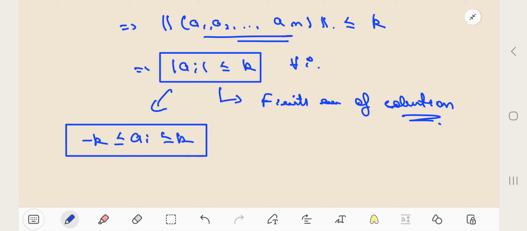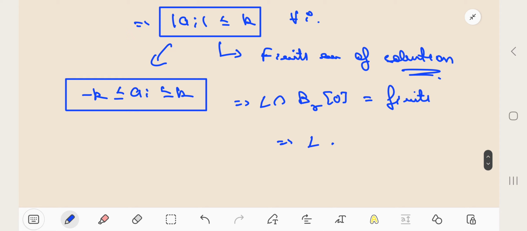But if there are only a finite number of solutions, then there are only a finite number of possible elements from the lattice which can be inside the closed ball. In fact, this immediately means that L intersection B(0, R) is just finite, which means that L is discrete. Clear?